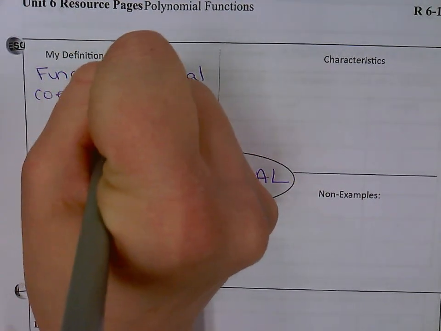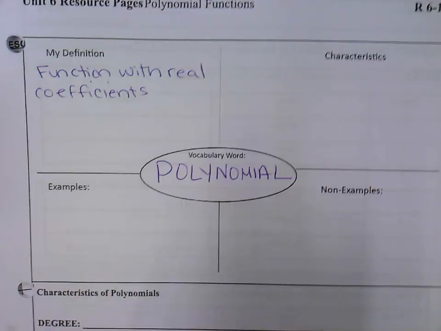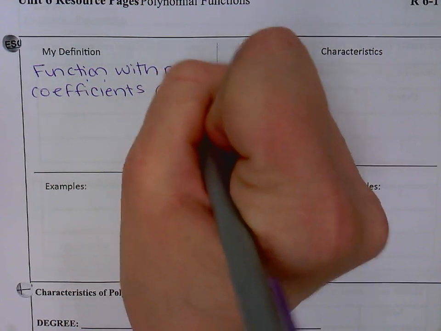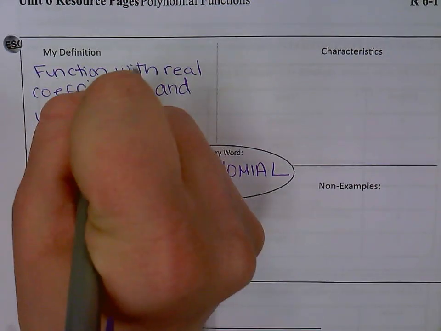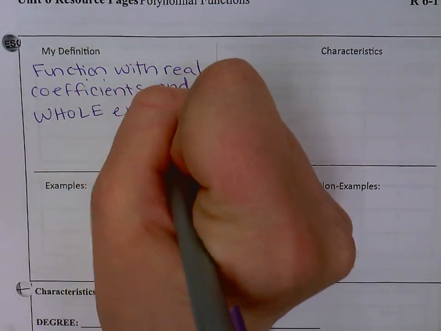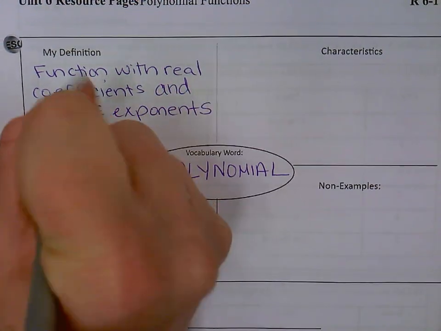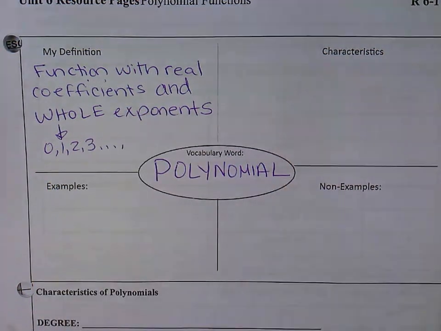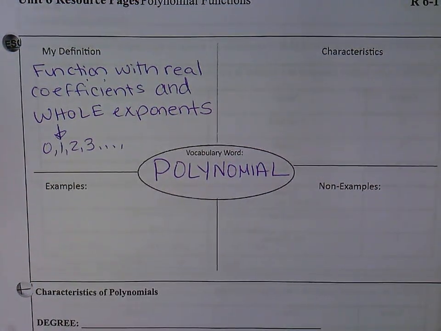Honestly, everything we've studied this year has been real, but there is such thing as an imaginary number. Real just means that you could find it on the number line. Imaginary means it's i and it's not on the number line. And it has to have whole exponents. A whole number is 0, 1, 2, 3, and so on. So whole means it's not a fraction, it's not negative.